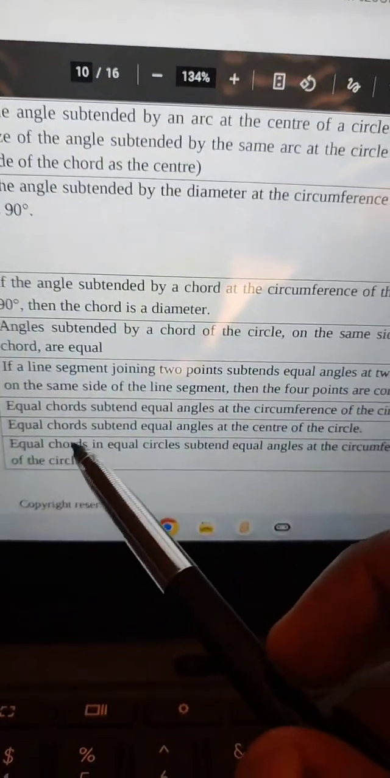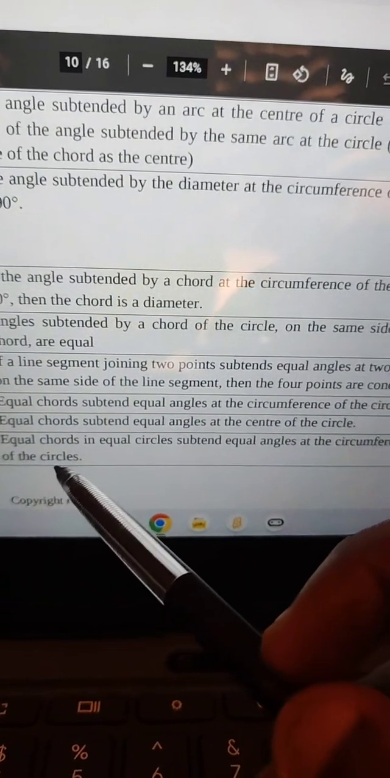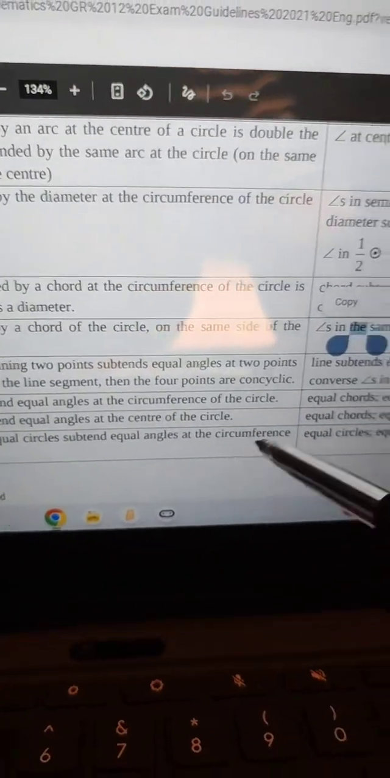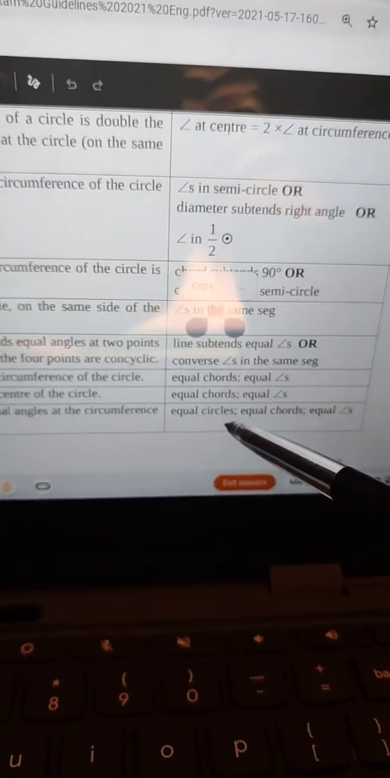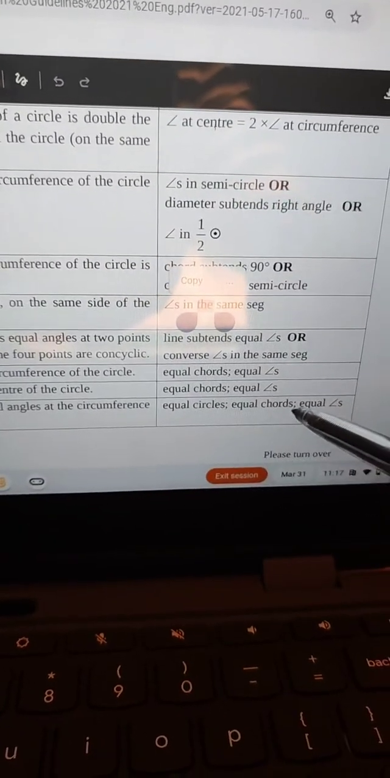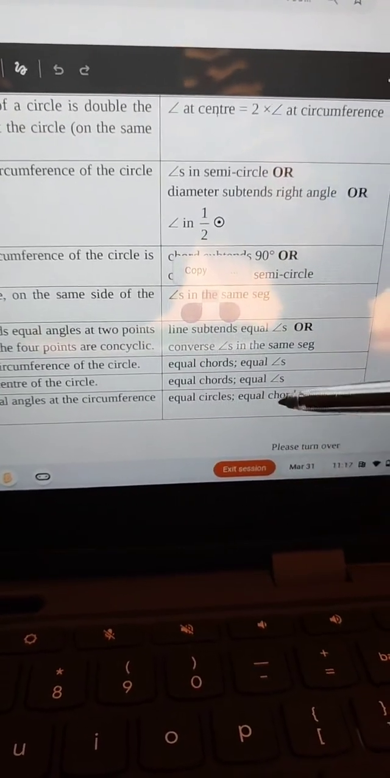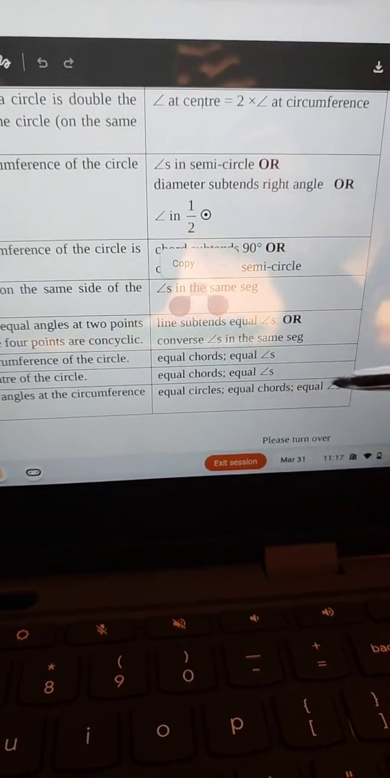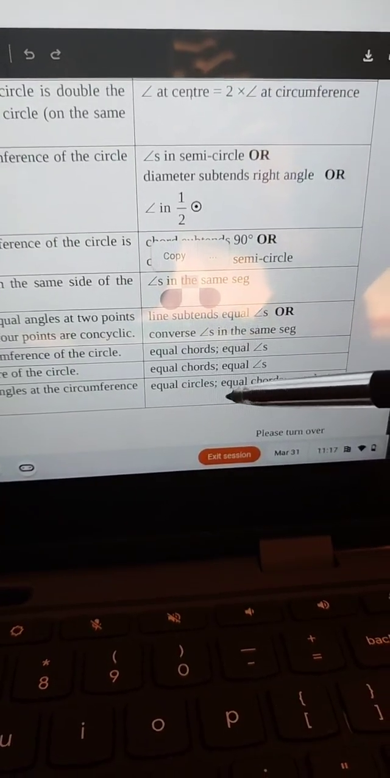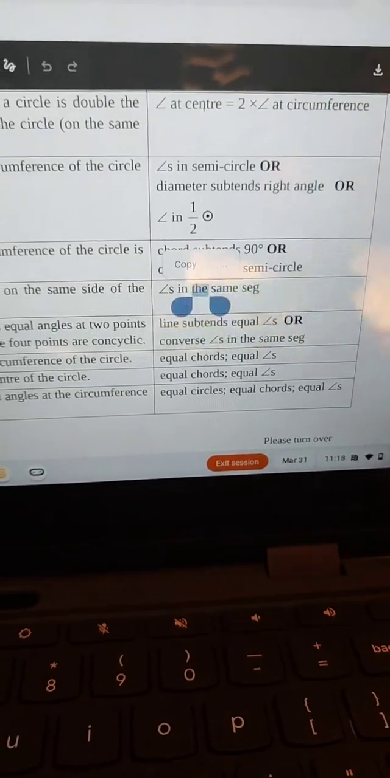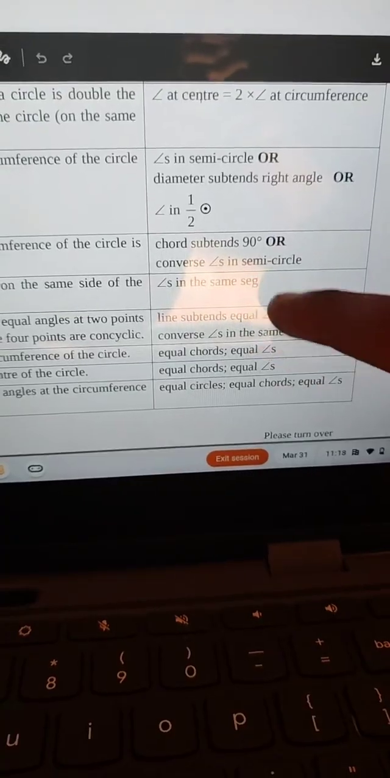Okay, let's check the order here. Remember that corollary, which I said is: equal chords in equal circles subtend equal angles at the circumference. It actually starts with equal circles, equal chords, equal angles. So it must be the circles first that are equal, followed by the equal chords, followed by the equal angles. You can see that these are all separated: equal circles, separated by a semicolon, equal chords, then another semicolon, then equal angles.